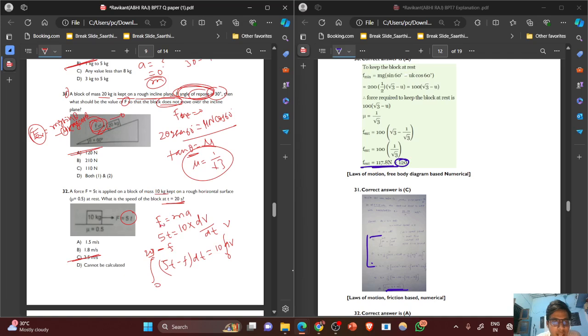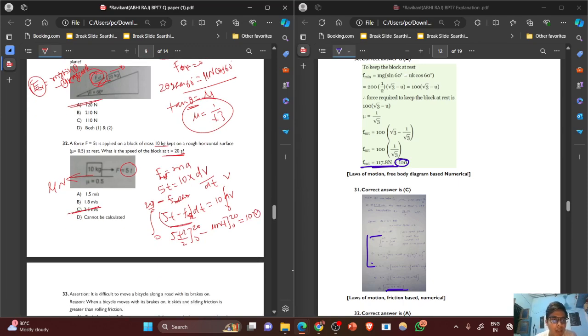Just write Fnet. Fnet equals mass into acceleration. Acceleration is dv by dt, and you just need to calculate at 20 seconds. So do the integration and solve it out. Remember here friction will also act in this direction, that will be your mu into n. This is your friction force. So just solve this equation. It will be simply 5t square by 2 from 0 to 20, minus mu into n into t from 0 to 20, is equal to 10v. From here you get the value of v, and solving that it will come out to 2.5 meter per second.